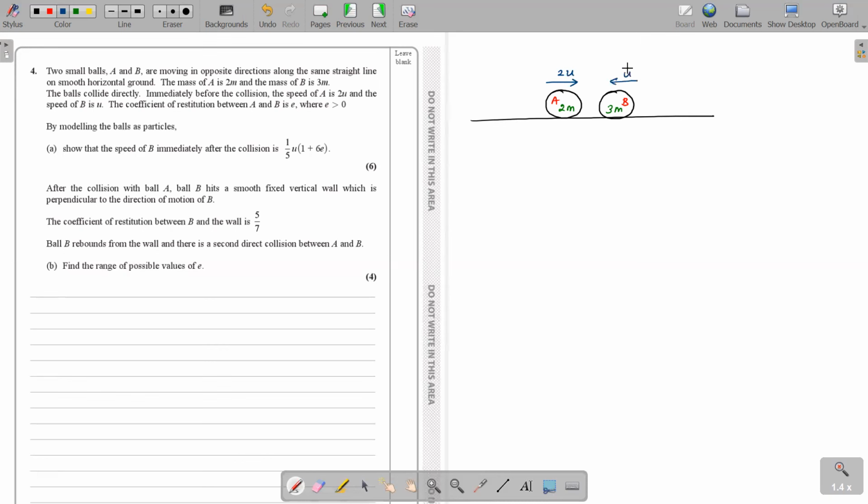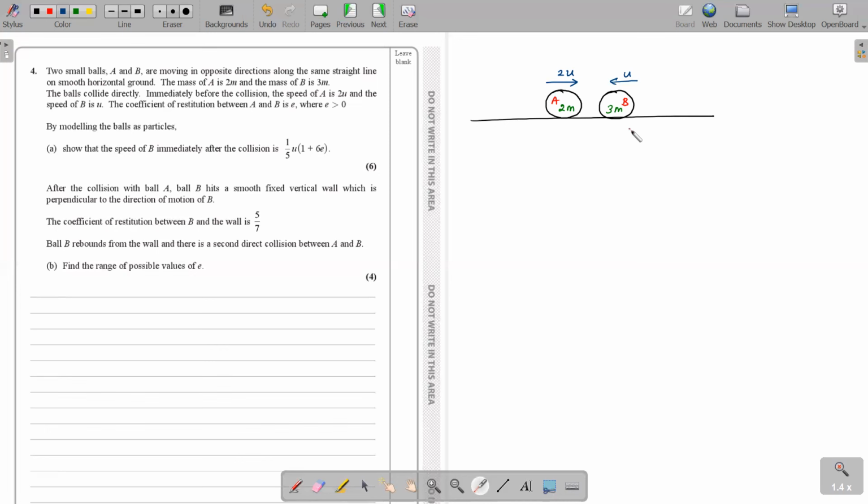So they are moving in opposite directions, which means you have to mark it face to face. And since they collide, you have to mark it in this particular way. Then the coefficient of restitution between A and B is e. By modeling the balls as particles, show that the speed of B immediately after the collision... So this guy's speed.